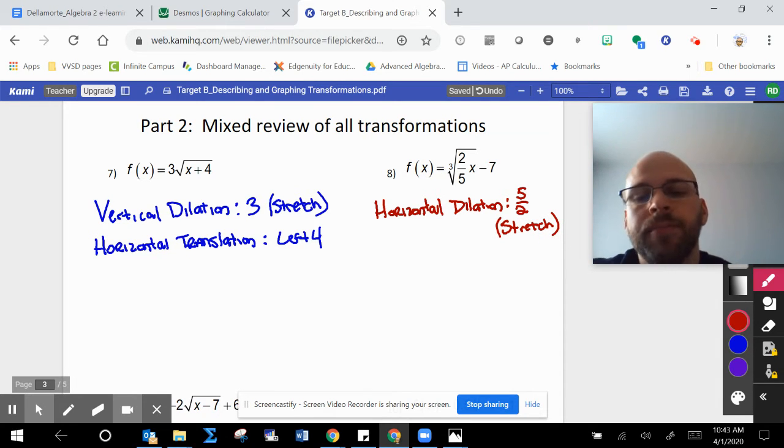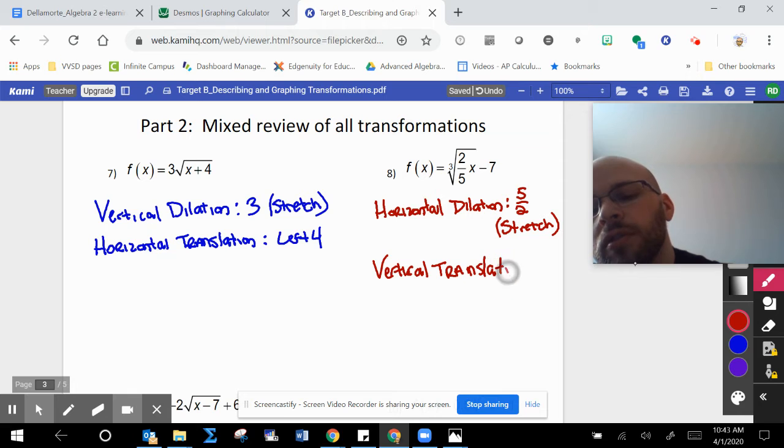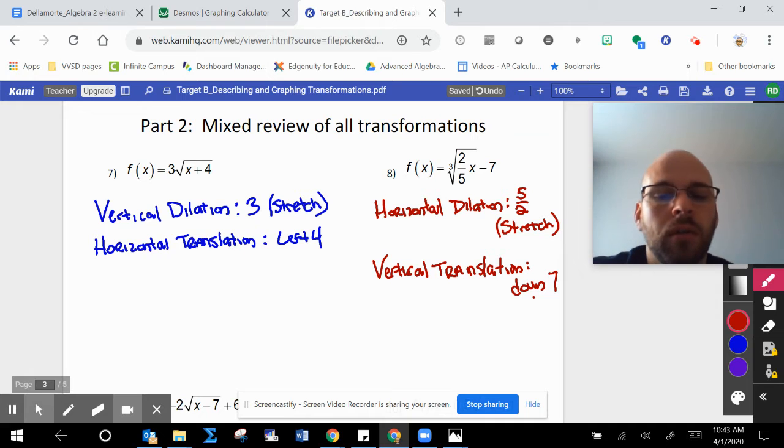Okay. And then last but not least, I have this -7 on the outside. Because it's on the outside, I know it's going to be a vertical transformation. And because I'm subtracting it, I know it's a vertical translation. And I would go down 7. Okay. And those are the only 2 transformations I had in problem number 8.